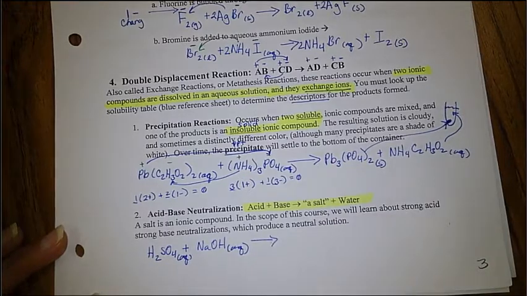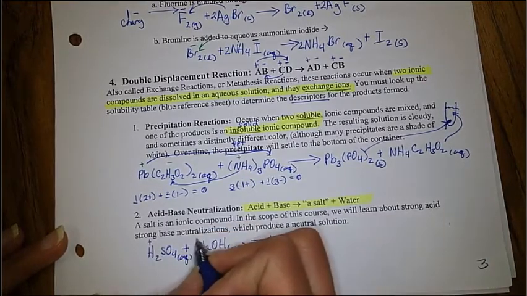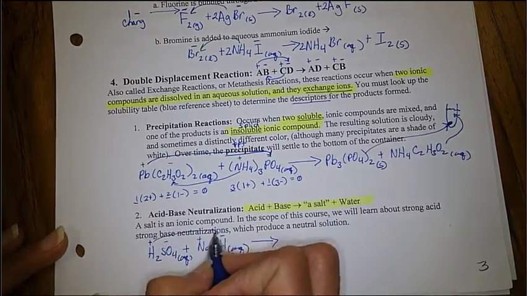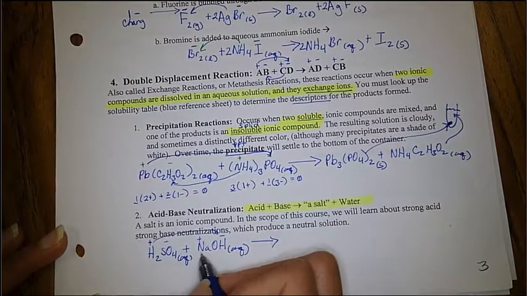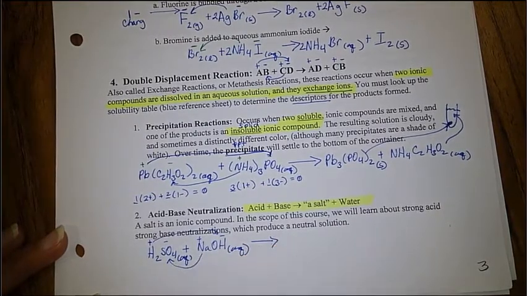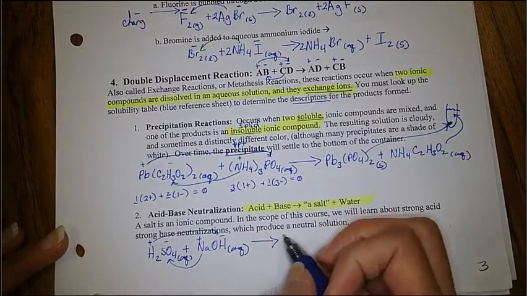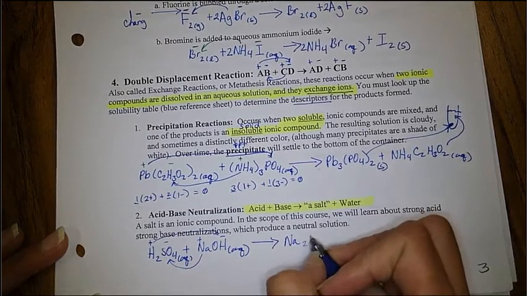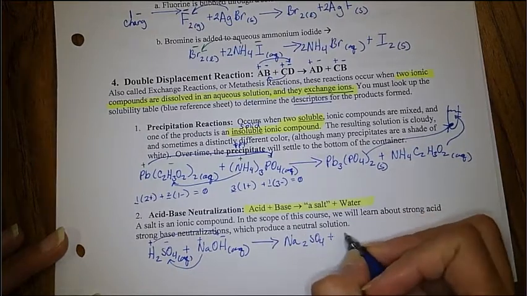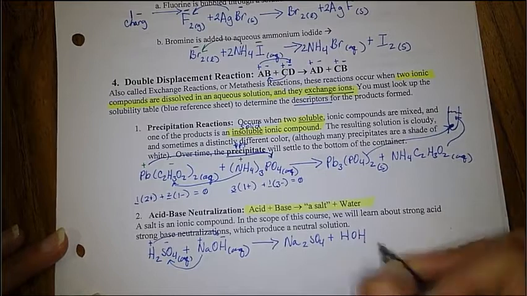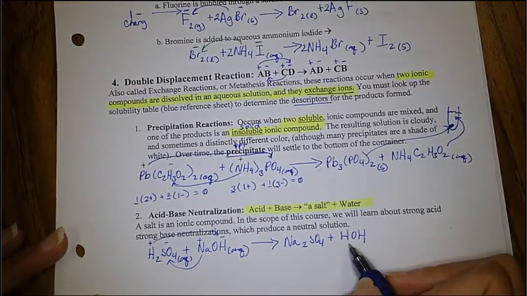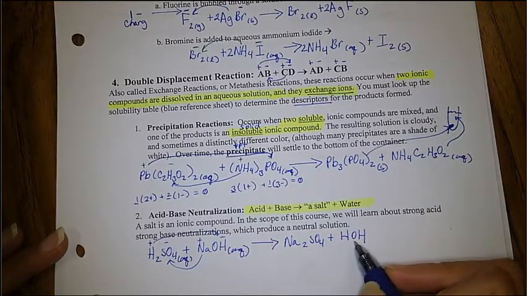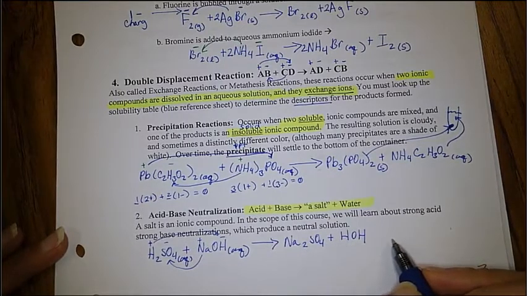And what is it going to produce? Well, you're looking at the positive and the negative. So this hydrogen will bond with the OH in sodium hydroxide, and this sodium will bond to the sulfate. So our new equation that we have will be sodium sulfate plus HOH. Okay, and I want you to write water as HOH. It does not make a difference if you write HOH first and then sodium sulfate second. It doesn't make a difference.